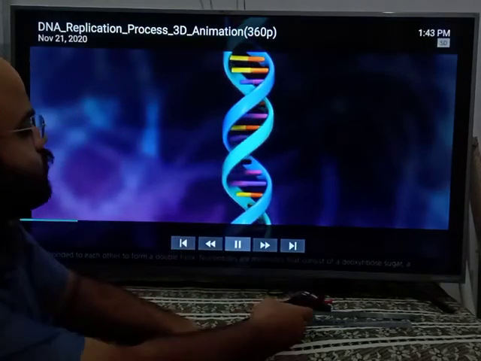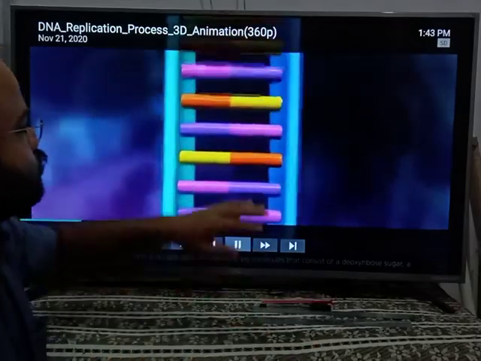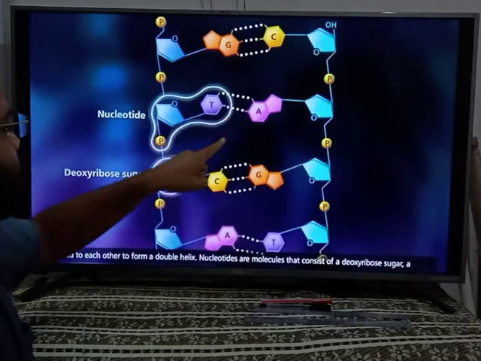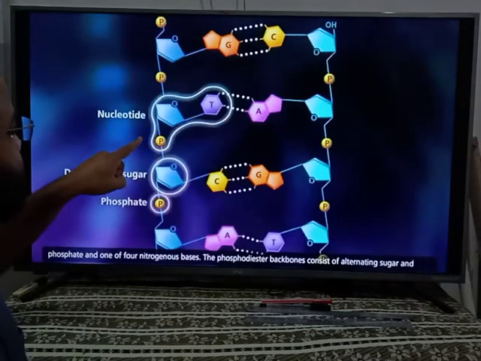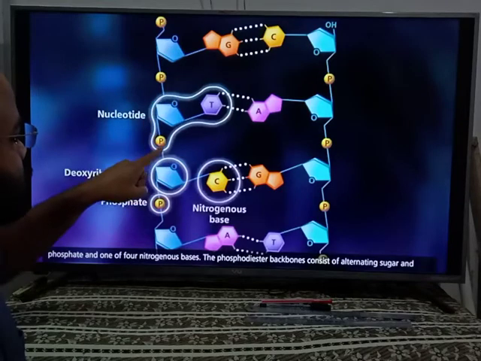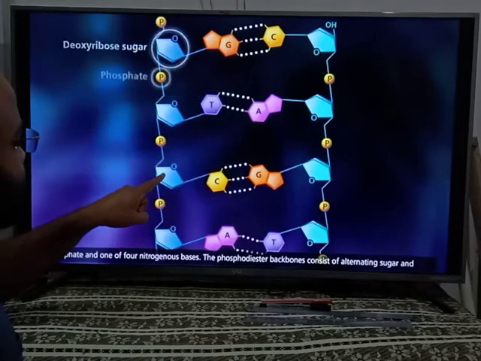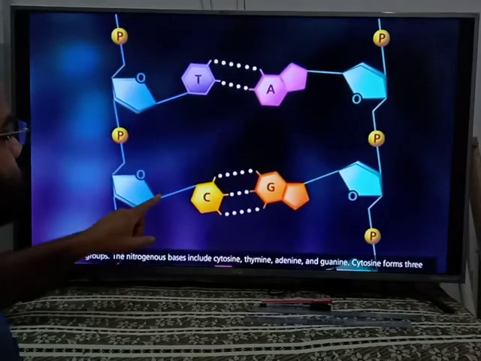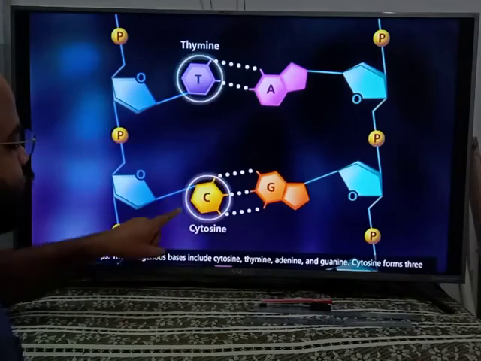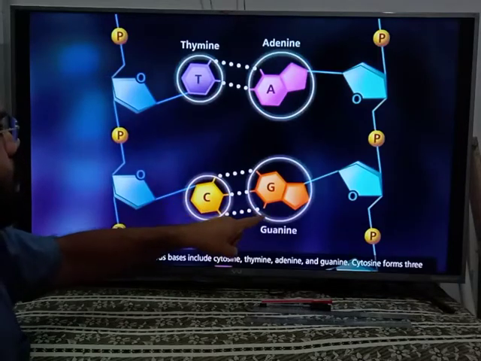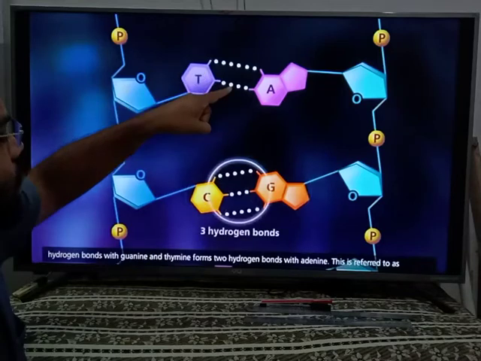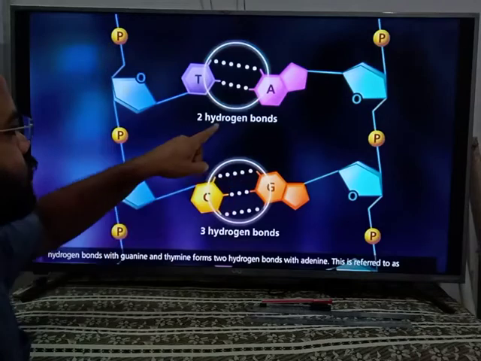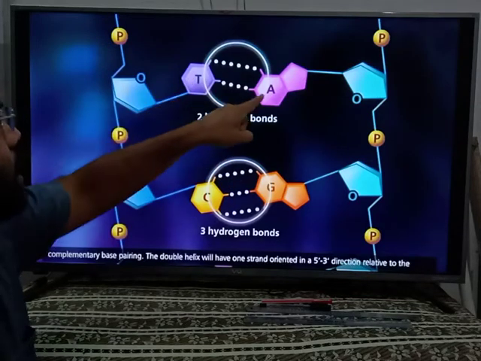So see, this is the DNA, double stranded DNA, how it is looking like. These are the nucleotides. Each nucleotide has a pentose sugar, the nitrogenous base and the phosphate group. The nitrogenous bases cytosine, guanine, thymine, adenine follow complementary base pairing. There are 3 hydrogen bonds between G and C and 2 hydrogen bonds between A and T.